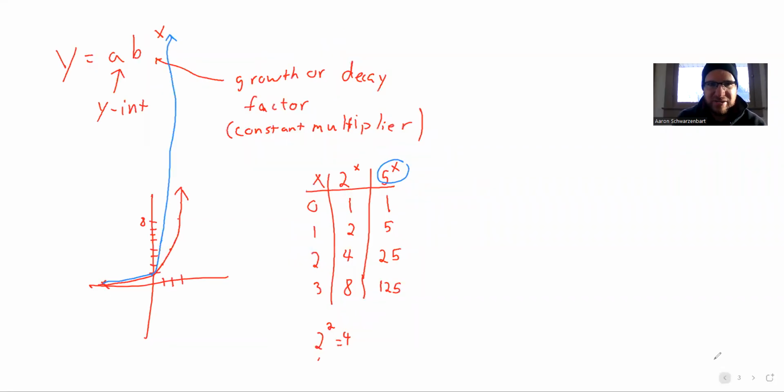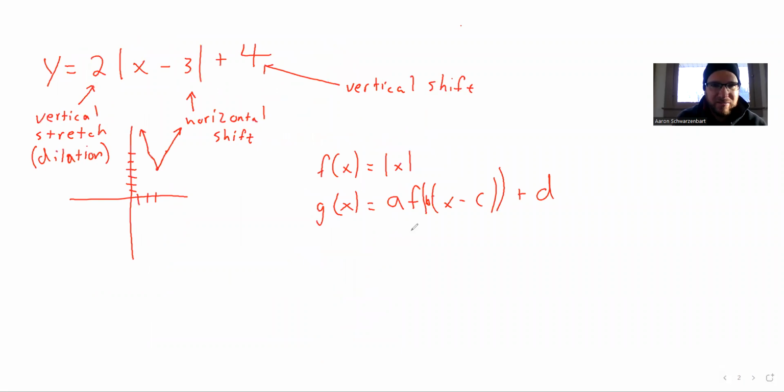So going back to our original function here, we talked about the a, the x, and the c and the d. So we're going to talk about how those affect the graphs. A is still my constant multiplier, or my vertical stretch. C is still my horizontal shift, and D is still my vertical shift.